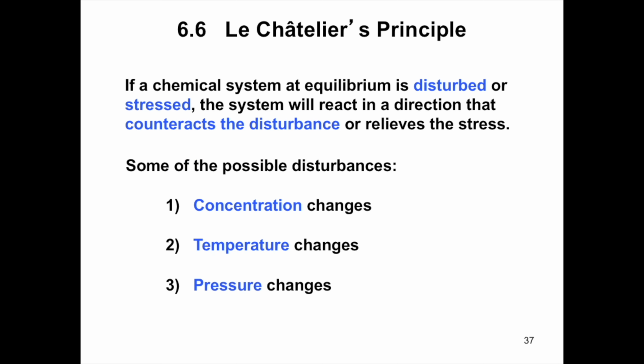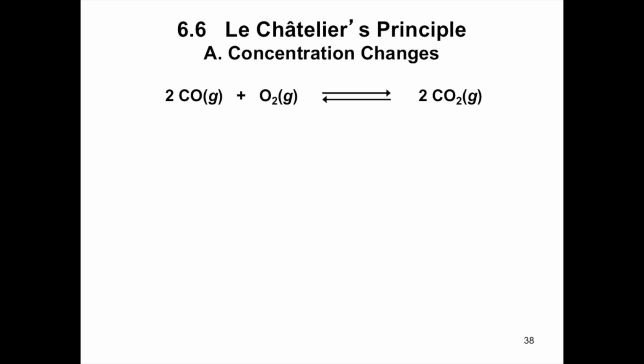Some of the possible disturbances would be concentration changes, temperature changes, and pressure changes. For the first one, we have the concentration changes. So consider the reaction of carbon monoxide with oxygen to form carbon dioxide. What happens if carbon monoxide is increased? If the reactants and products are at equilibrium, what happens if the concentration of carbon monoxide is increased?